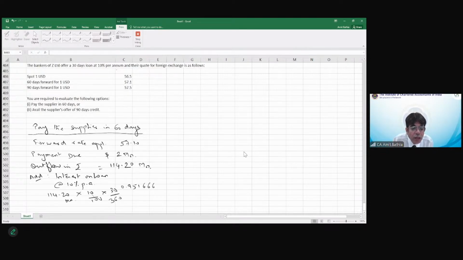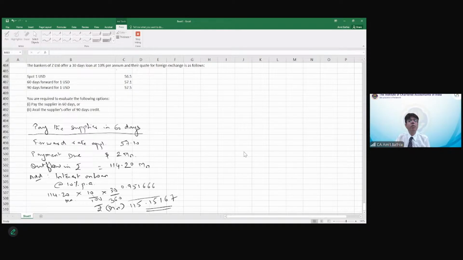This is 114.20 million plus 0.951. Right? So my total outflow now will become how much? Let me convert everything. How much will that be? 115.15167. This is in rupees, in million. Now this was pay the supplier in 60 days.